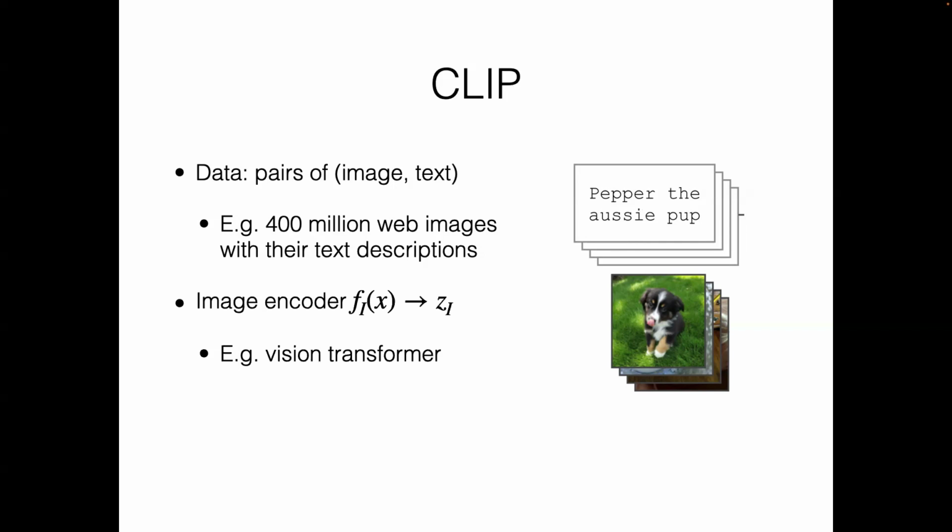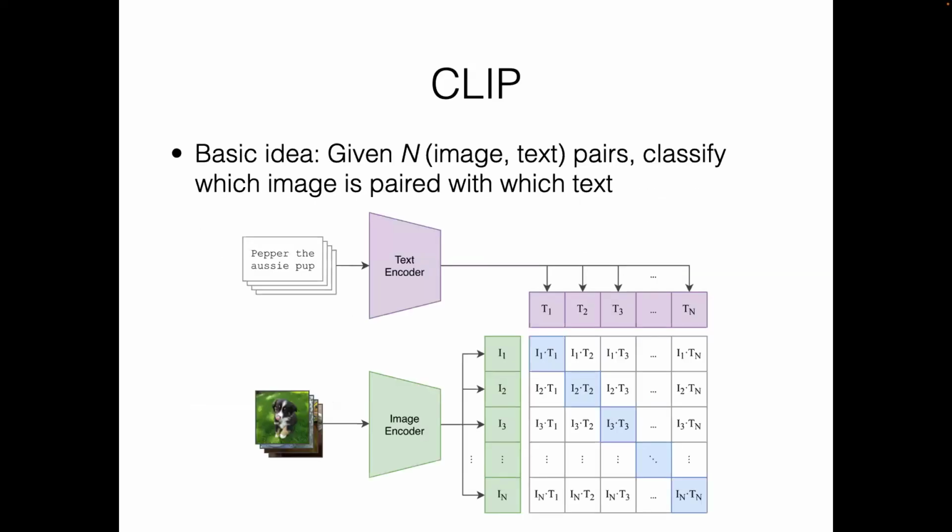For this image encoder, we're going to use one of these vision transformers that I just introduced. And for the text encoder, we could just use a transformer language model. Then the key idea of their learning objective is to take a batch of image and text pairs, and you want to essentially classify which image is paired with which text. What this looks like is you have n different texts here and n different images. For example, this dog is paired with this text, but it's not paired with the other ones. So now you get some vector for each one of the texts and some vector for each one of the images.